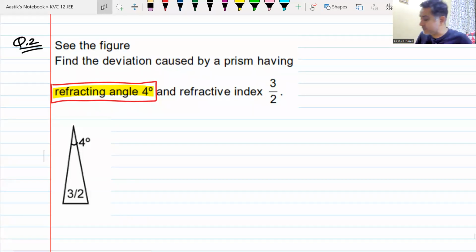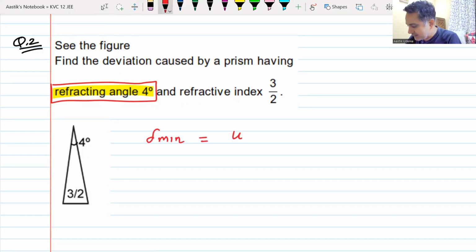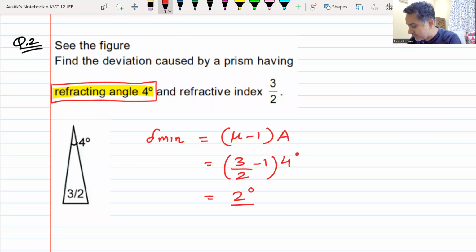So how am I supposed to do this? For thin prism, we can straight away use the formula for minimum deviation. Mu minus 1 into A, sir. Well done. Mu minus 1 times A. That is the straightforward formula that you can use. Mu, as you can see, is given as 3 by 2. So 3 by 2 minus 1 multiplied by the prism angle, which is 4 degrees. And you'll end up with your answer, which is 2 degrees.